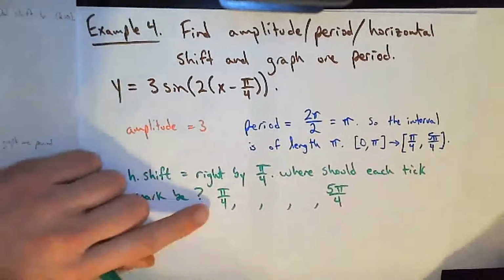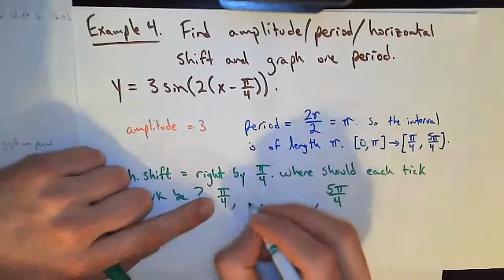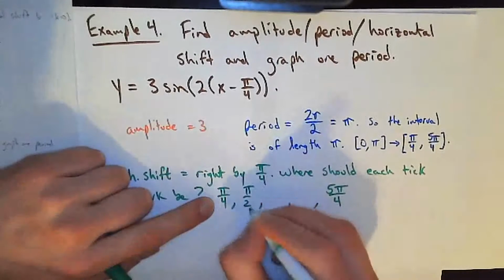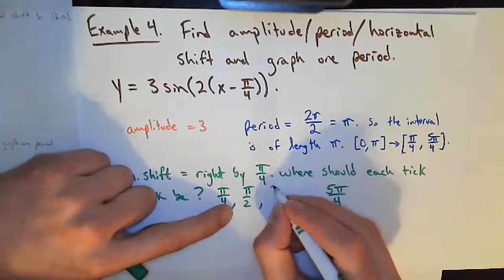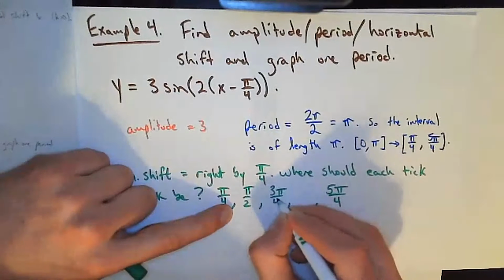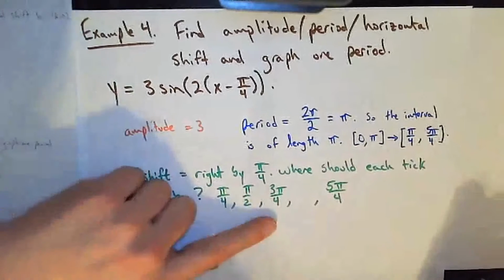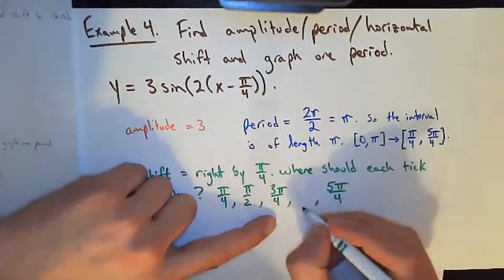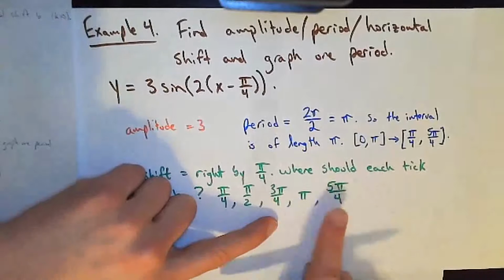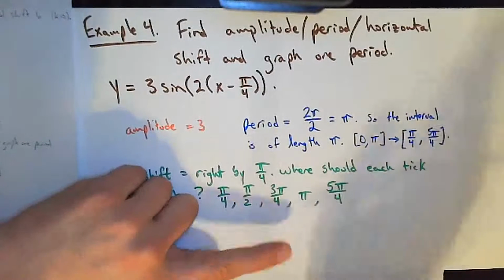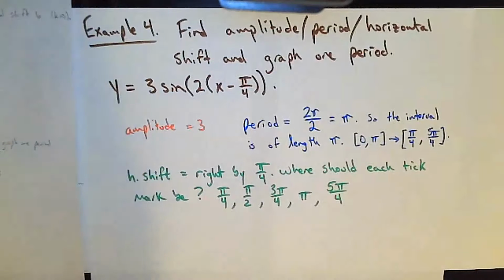So first, pi on 4 plus pi on 4 gives me pi on 2. Pi on 2 plus pi on 4 is 3 pi on 4. 3 pi on 4 plus pi on 4 is 4 pi on 4, which is just pi. And then you should check the last one. Does it make sense? 4 pi on 4 plus pi on 4, is that 5 pi on 4? Yes, it works.